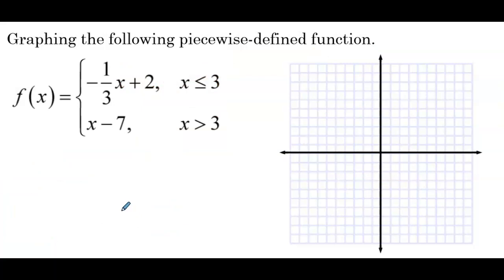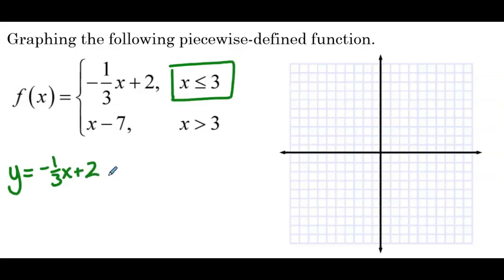Next up, f of x equals -1/3 x plus 2 on the domain x is less than or equal to 3, and x minus 7 on the domain x is greater than 3. Okay, so let's take this first piece. That's like we're graphing the line y equals -1/3 x plus 2 on the domain x is less than or equal to 3.